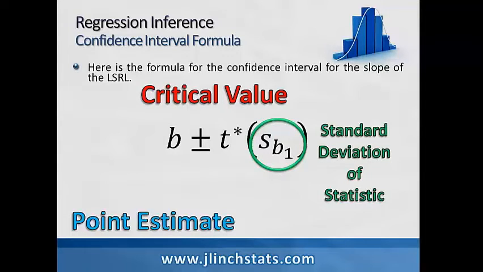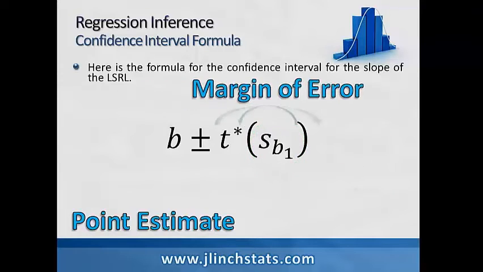And that's going to give us the confidence interval for the slope of the least squares regression line. The critical value and the standard deviation of the statistic together make up our margin of error. So once again, we begin with our point estimate. Our best guess for the true slope of the least squares regression line for the entire population is the slope of the least squares regression line based off of our sample data.